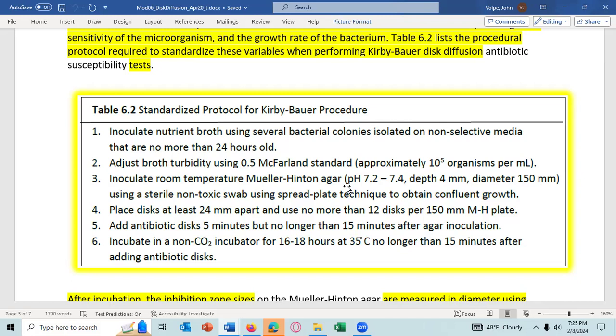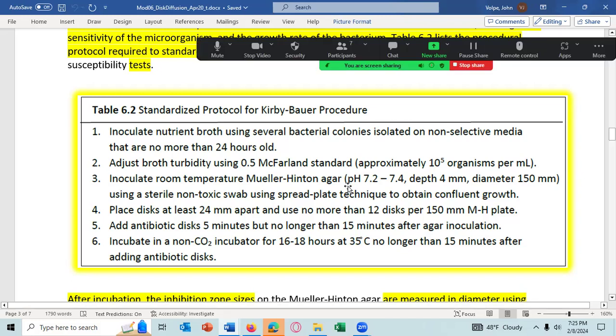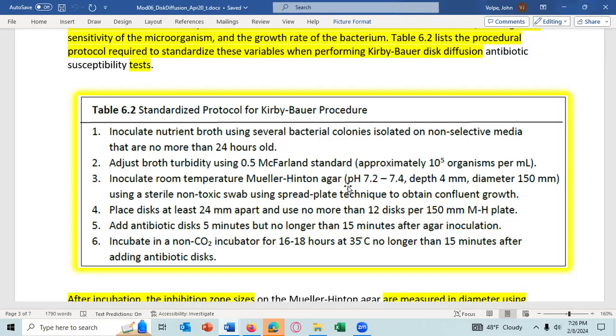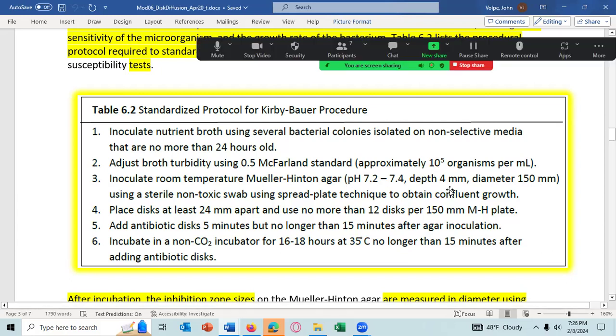Furthermore, when you pour the plates, you pour it so that exactly the agar is of depth 4 millimeters. The thicker the agar, the slower the antibiotic will diffuse through the agar. And obviously, the thinner the agar, the more quickly the antibiotic will diffuse through the agar. So that would affect the size of the zone of inhibition. So we always use agar of 4 millimeters, and then we always use plates of 150 millimeters in diameter.